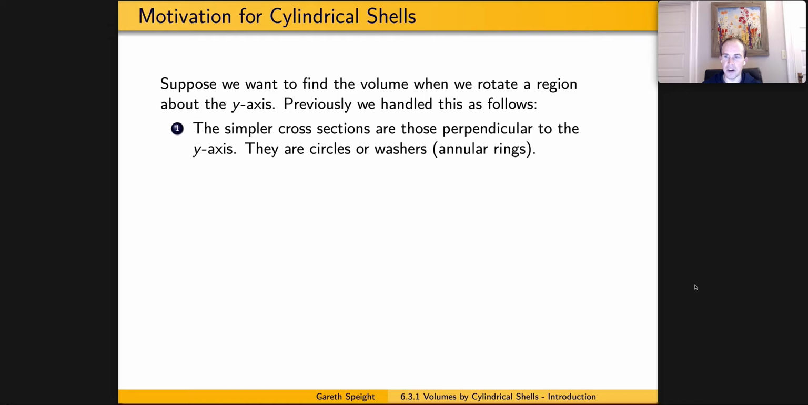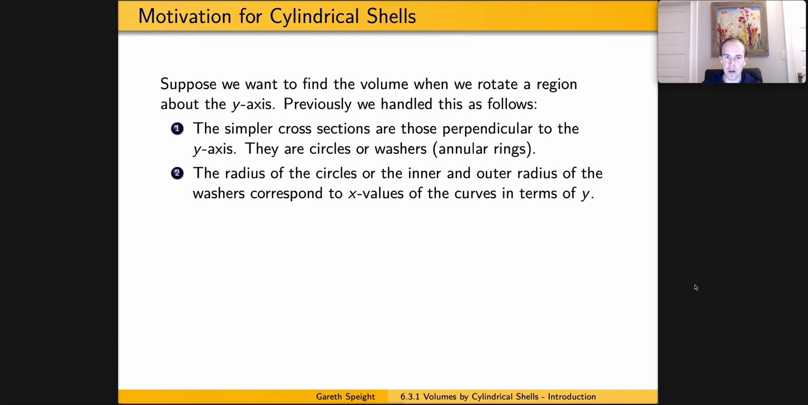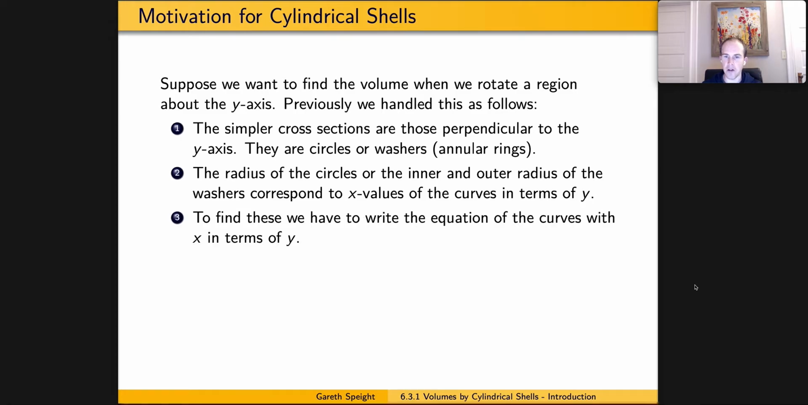We had to find the inner radius and the outer radius, or just the radius if they were circles. And the radii corresponded to x values, right? That was the distance from the region to the y-axis, so they were x values. So we had to solve to find the x values of the curves in terms of y. That's a bit of an algebraic step that we might or might not be able to do. It depends on how complicated the formula is. So there was a slight problem. Once we did that, we found the area A of y and we integrated with respect to y. So that gave us the volume.